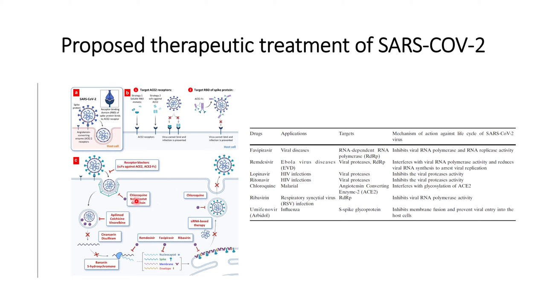Here are the targets of the different drugs that are being used, and which portion of the SARS-CoV-2 replication cycle is being affected. So here, the first strategy is to use an antibody, that is SCFV against ACE2.